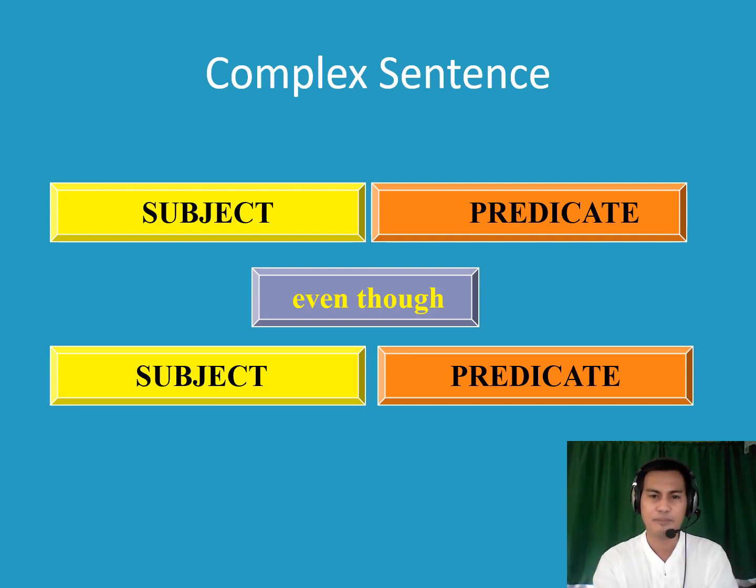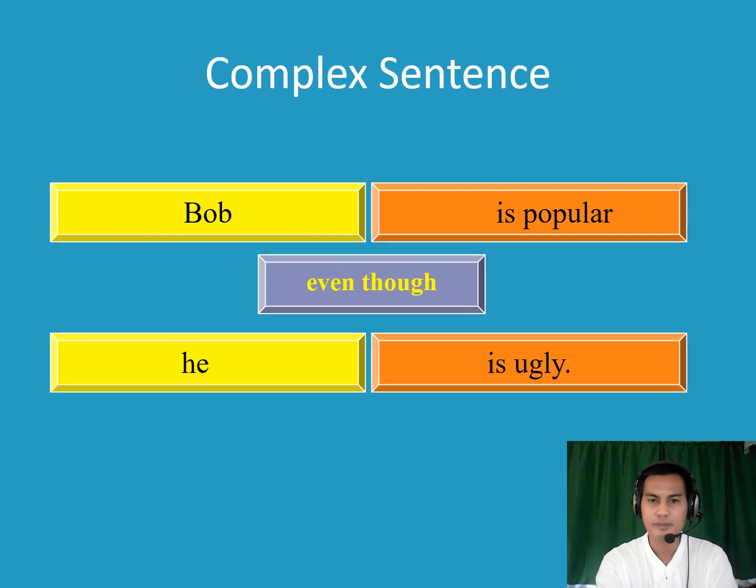Now let's analyze a complex sentence. Subject, predicate, subject, predicate. Then you have "even though." Okay, "even though," that's our subordinating conjunction. Okay, there are many examples of those subordinating conjunctions. Example here: Bob is popular even though he is ugly.